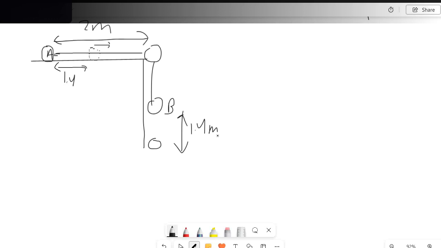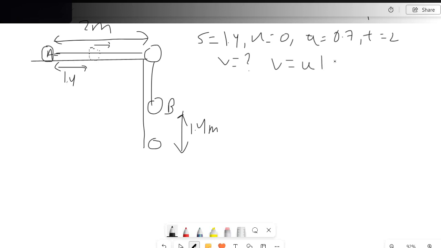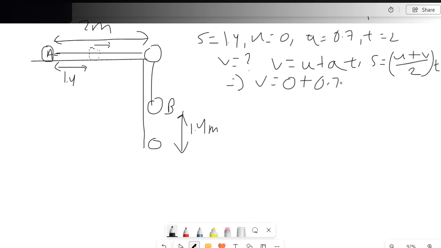So we know that s is 1.4, acceleration is 0.7. So s is equal to 1.4 for B. Initial velocity was 0, acceleration was 0.7, time also was 2 seconds. We need to find the final velocity. We can use v equals u plus at, and we can also use s equals u plus v divided by 2 multiplied with t. Using either equation, v is equal to u, which is 0, plus a into t, 0.7 into 2. So we get 1.4 meters per second, meaning the velocity of A as soon as B falls to the ground is 1.4 meters per second.